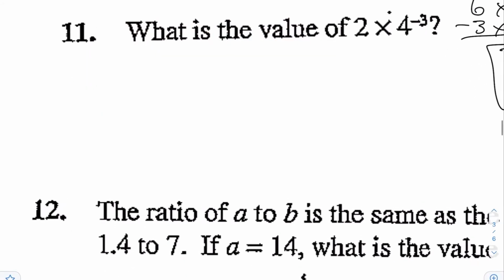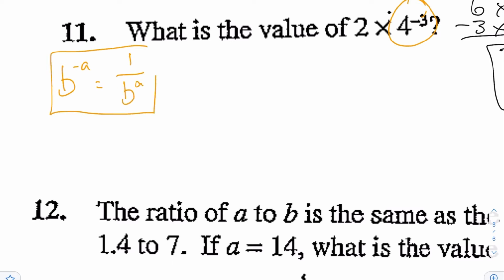All right, for number 11, what is the value of 2 times 4 to the negative third power? So this negative exponent is an application of this rule: b to the negative a is equal to 1 over b to the a. This is a reciprocal. So what that means is the 2 and the multiplication stay the same. 4 to the negative third is equal to 1 over 4 to the third power.